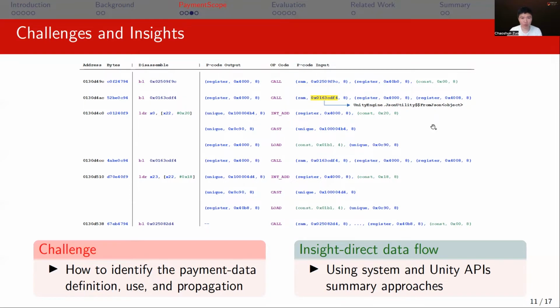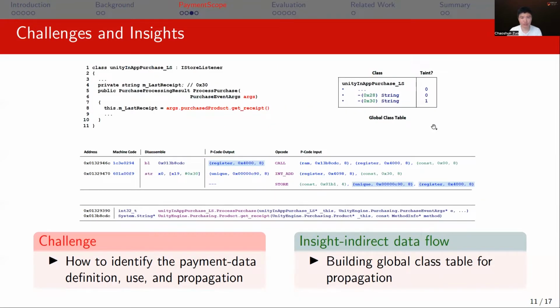However, there is one indirect data flow often used in C# programs. As shown in the example, at line 8, the code stored the receipt data in a class field at line 4. This data could be used by other functions, which will lead to an indirect data flow. To handle such a case, our insight is to build a global class table. It indicates which fields of the classes are tainted and should be traced. As shown in the top right, it is a global class table. Please find more details in our paper if you are interested.